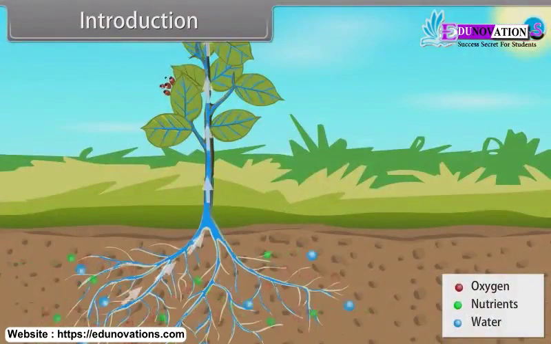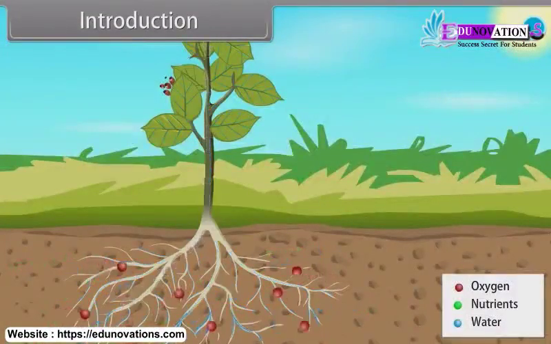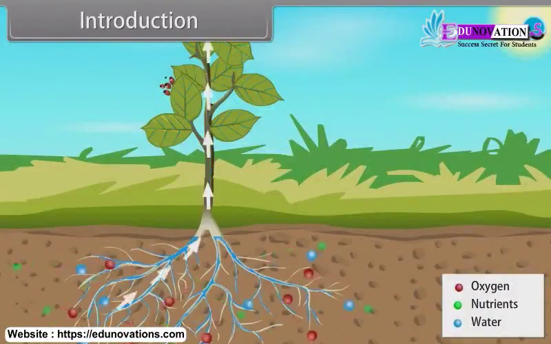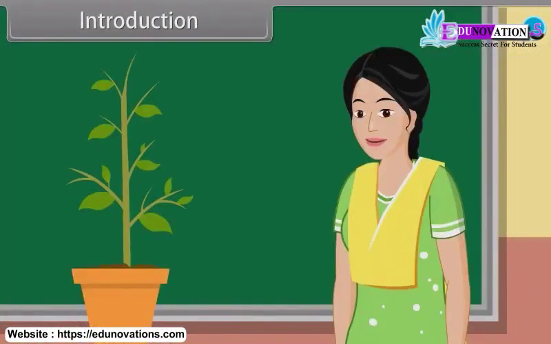One more thing I would like to tell you that there are 5 plant growth regulators. They are auxins, gibberellins, cytokinins, ethylene and abscisic acid. Okay. Now it's time to learn about plant growth and development.